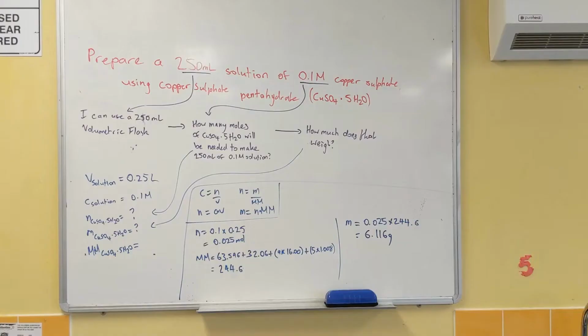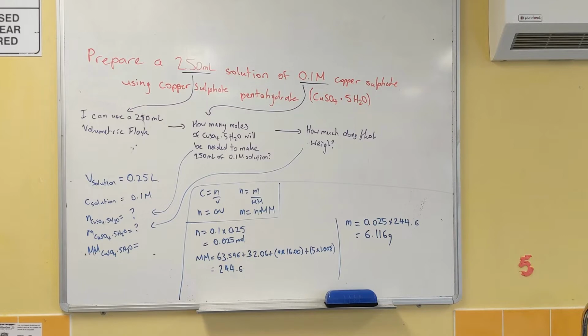So to start, I'm just going to look at the solution that I'm going to be preparing. A standard solution is a solution of known concentration. In red, you can see that I'm going to be preparing a 250 ml solution, and the concentration that I know it will be exactly is 0.1 molar. The solution that I'm making is copper sulfate. I'm making it using a substance called copper sulfate pentahydrate.